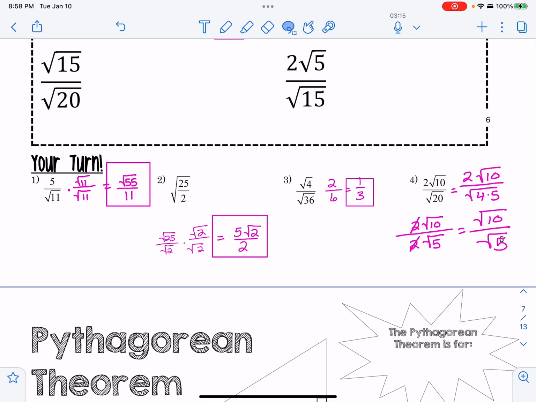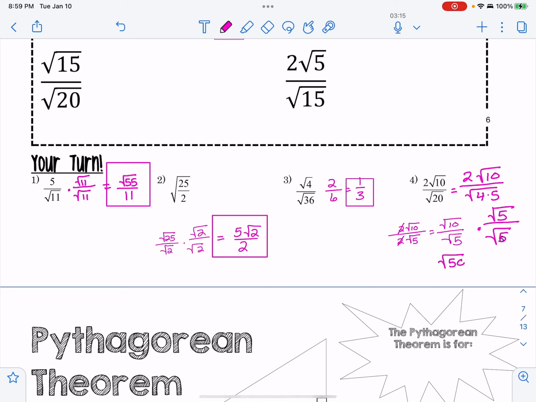Okay. And move that over here. Now I have to rationalize the denominator. I am not done yet. Square root of 10 over square root of 5. I rationalize that denominator. So I have square root of 50 over 5.